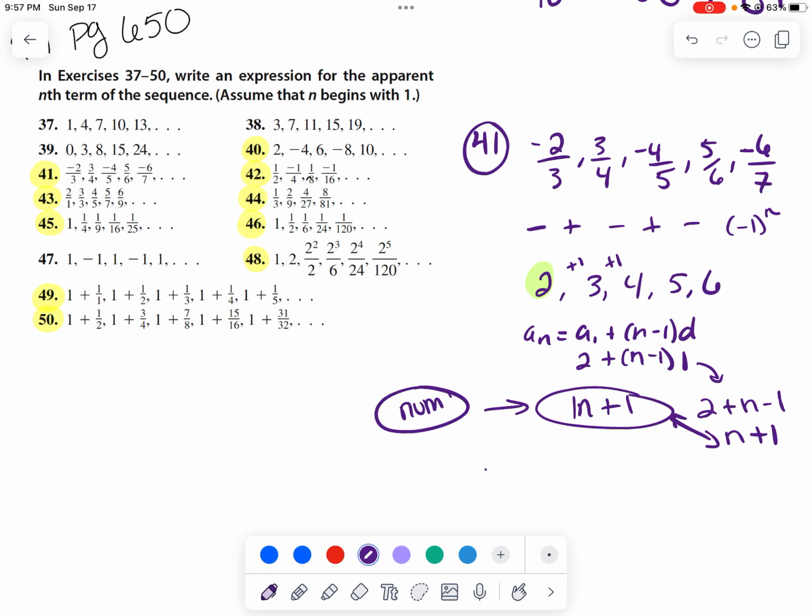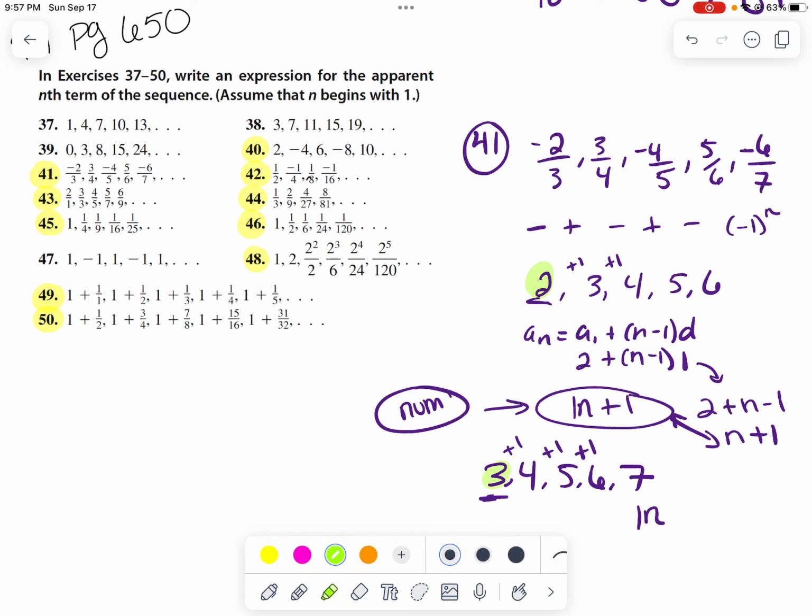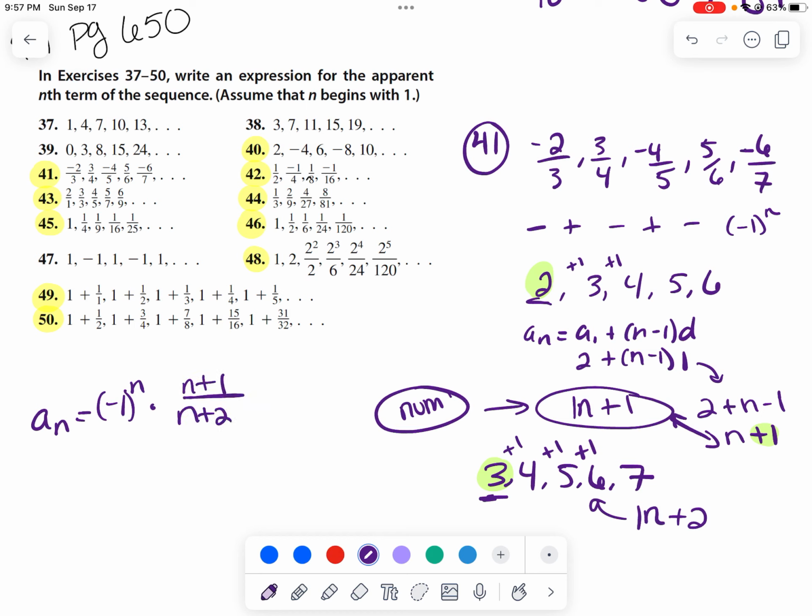And then the denominator is 3, 4, 5, 6, 7. The pattern's the same, right? Plus 1, plus 1, plus 1. So I'm still going to have 1n in my equation, but I start at 3, not at 2, right? I'm starting at 3. So instead of adding 1, I need to add 2, right, to generate this. So my whole formula would be -1 to the n times n plus 1 over n plus 2.